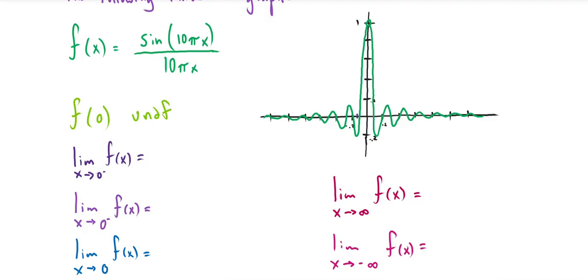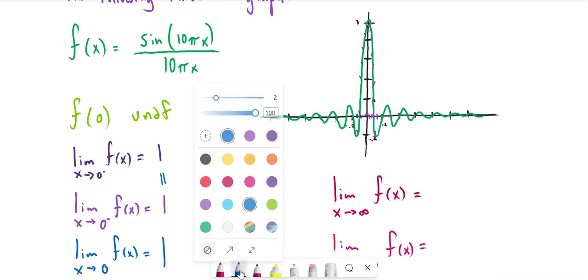If I go from values lower than 0 and get closer for my x's, my y values are getting closer and closer to 1. And likewise, as I approach from above, values of x that are positive getting closer and closer to 0, my y values also are getting closer and closer to 1. These two are equal to each other, and so we have a two-sided limit of 1.